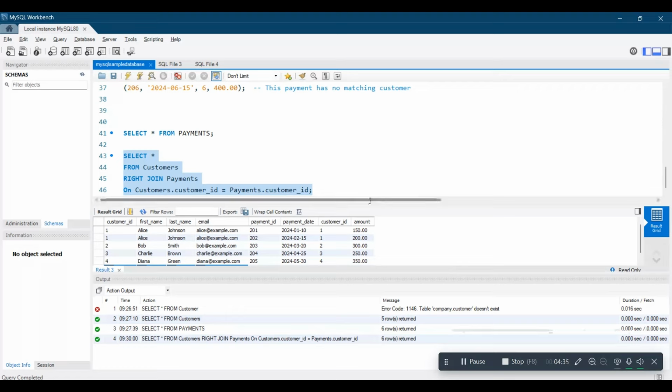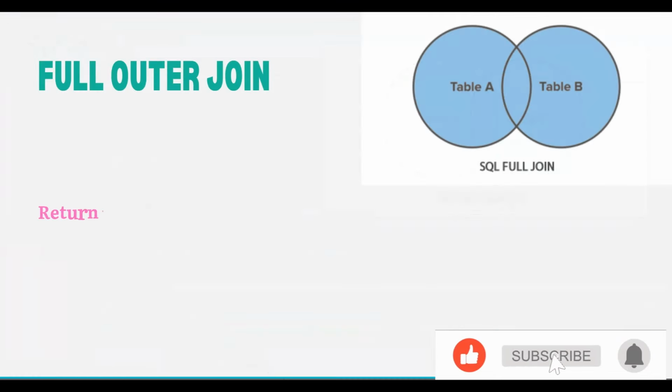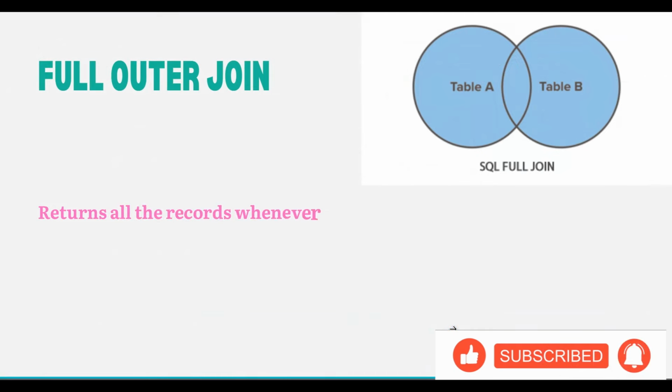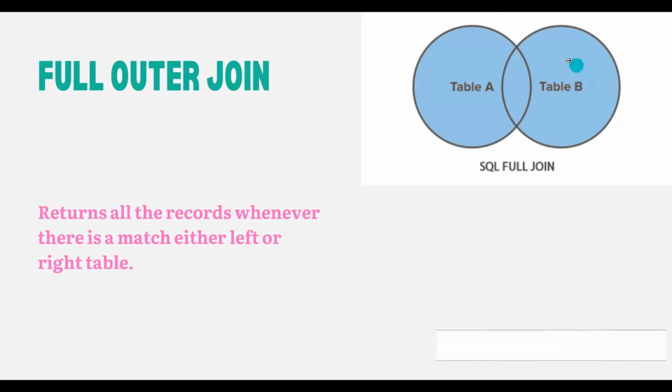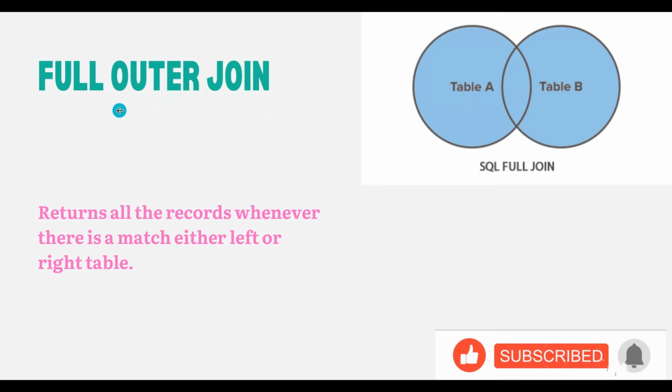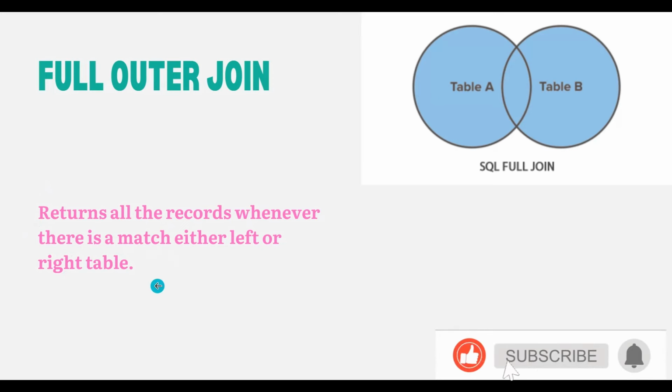So that's it all. Now we are going to the final part of this video, which will be the full outer join. As you can see in the Venn diagram, table A and table B are completely colored, including the intersection portion between them. According to the definition, full outer join returns all of those records whenever there is a match either in the left table or the right table. If there is a match in any one table, we use this full outer join.